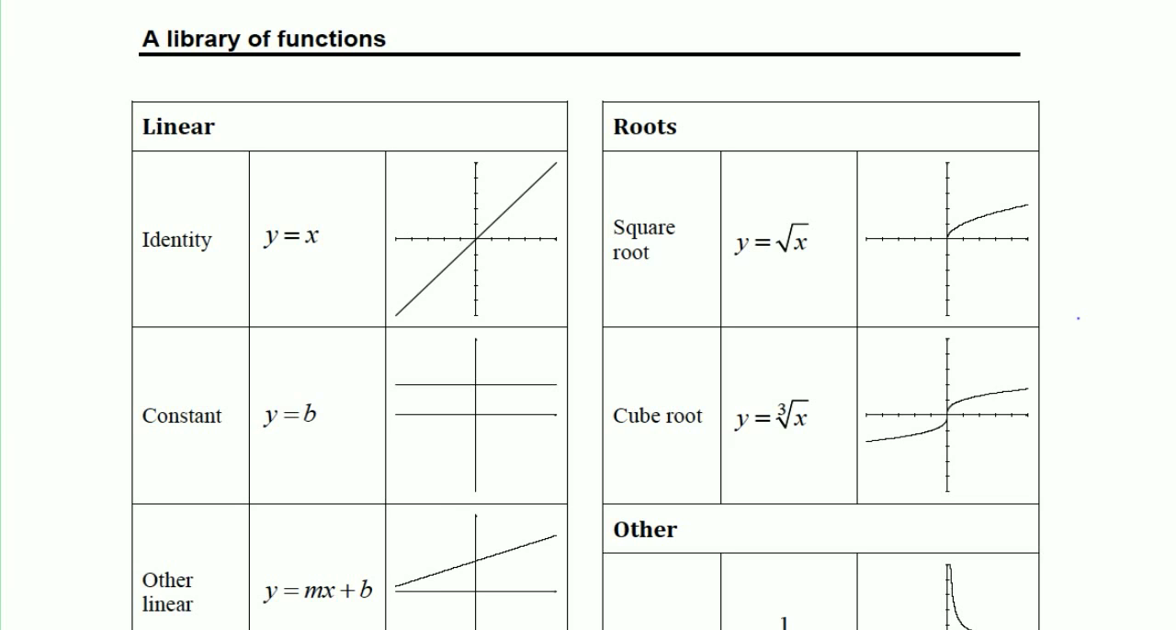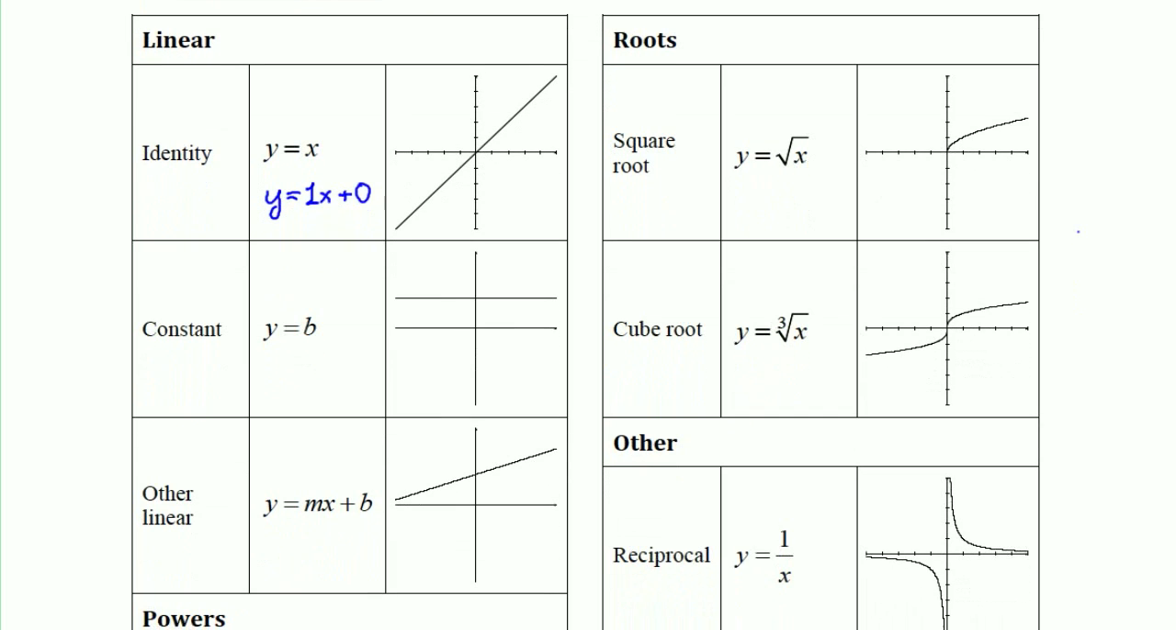Library of functions. What we're going to do is just characterize a lot of different types of functions with this chart. And let's start by looking at some of the ones that we're already familiar with. The identity y equals x, that's simply y equals 1x plus 0, right? So it has a slope of 1 and passes through the origin.